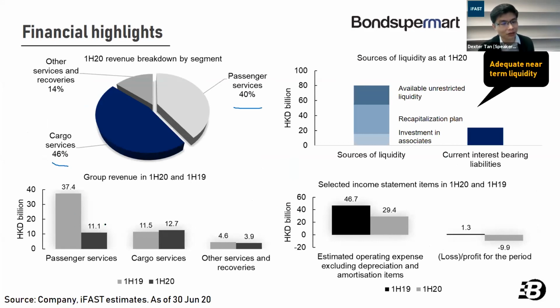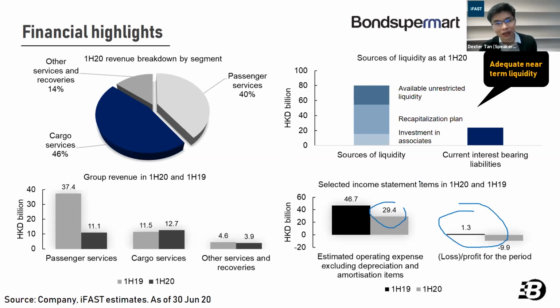And comparing the revenue to June of last year, you see that passenger revenue has actually declined from about 37 billion to about 11 billion. But it's almost equally shared now. So passenger revenue is almost on par with cargo revenue right now. If you look at net profit, which is here on the bottom right, net profit is down, and the estimated cash burn rate is about 30 billion Hong Kong dollars per six months.